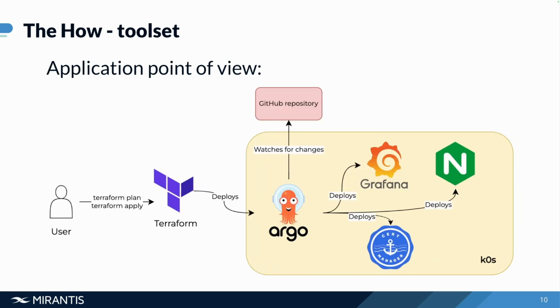And from the application point of view, we will also use Terraform to deploy Argo CD on top of our k0s cluster. Then Argo CD will watch for changes in a GitHub repo, where there are already some definitions of applications that I want to use, and it will deploy all the other applications. It's kind of an app of apps concept, so you can have an application that deploys other applications.